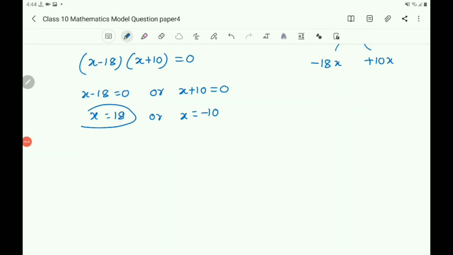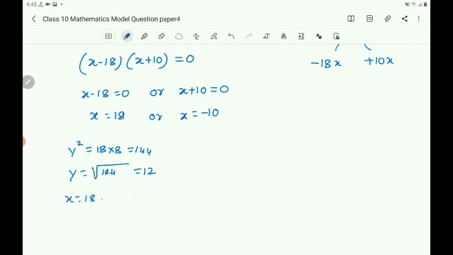Now let us consider x equals 18. Then you know that y square equals 18 into 8, that equals 144. So y is equal to what? Square root of 144, that equals 12. So you got the numbers x equals 18 and y equals 12.